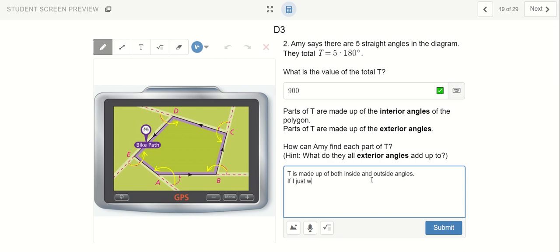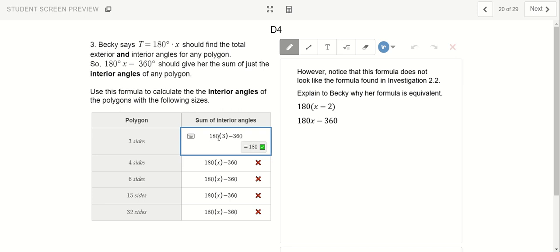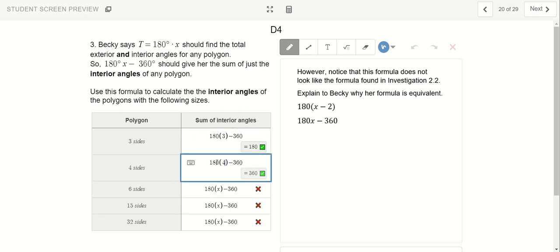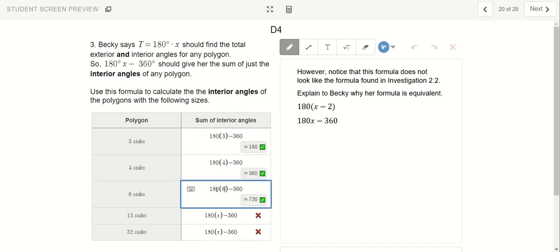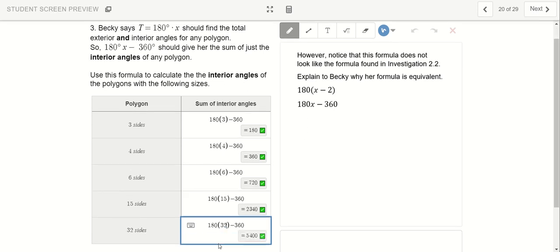If I just want outside, or if I just want inside angles, I can subtract the exterior angles. So what I mean by that is, another way we can figure it out is, I can figure out how many supplementary angles we have, and subtract the outside angles, which is always going to be 360. So here we have another equation. 180 times 3 minus 360. 180 times 4 minus 360. 180 times 6 minus 360. 180 times 15 minus 360. And 180 times 32 minus 360.